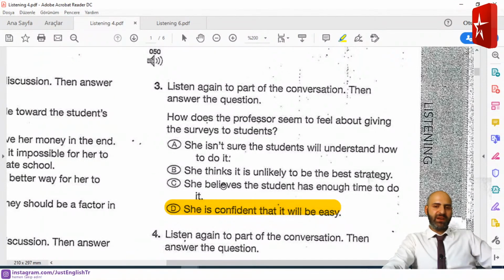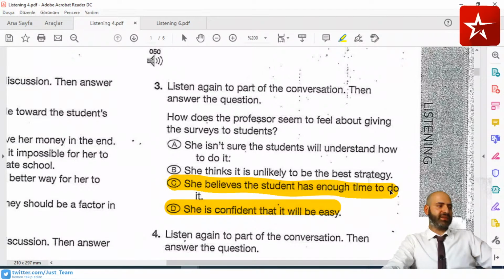C says she believes the student has enough time to do it. Just the opposite. She thinks that it will be difficult to find 50 students who can fill it out during the time. So we delete this one as well. We have A and B left.